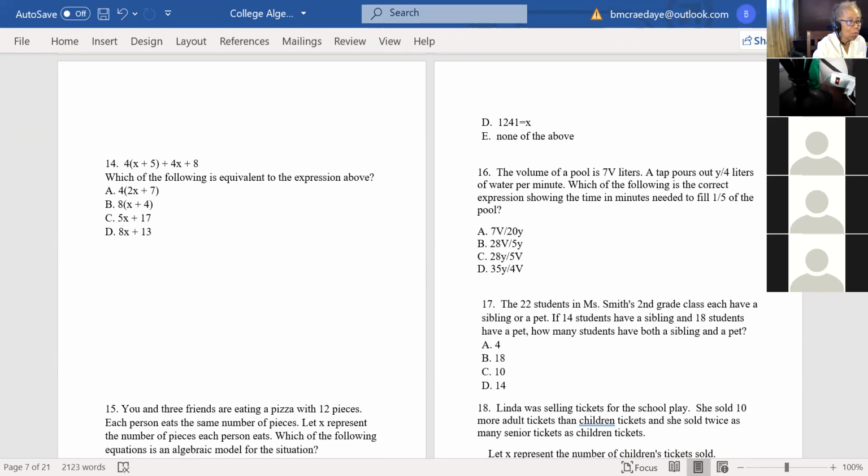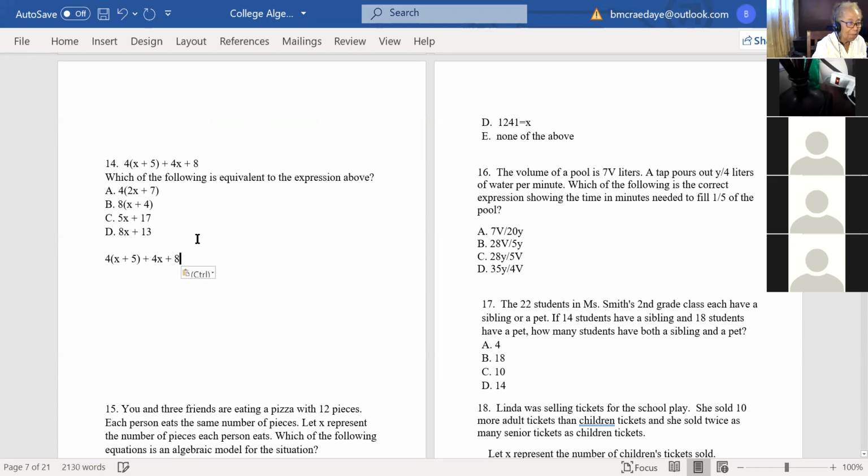Well, they ask what is equivalent to the expression. So you've got to solve it and then see which one it matches. Did everybody do it? I did it. I put D for my answer. You got D. Uh-huh. Latoya, what did you get? I'm still doing it. Chastity, what did you get? I'm still doing it too.